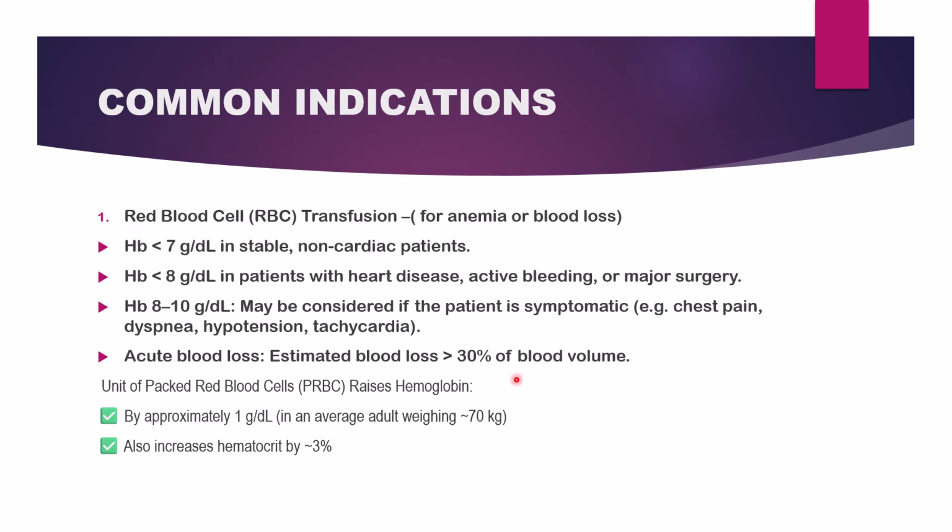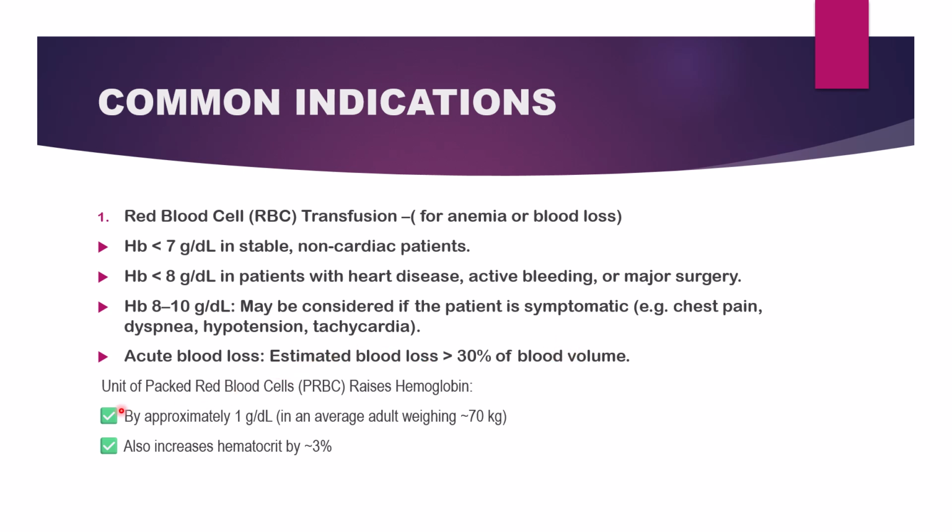If the blood loss is greater than 30% of the total blood volume, we need to transfuse blood in those cases. That is why in some major surgeries like cardiac surgeries, cesarean sections, or neurosurgeries, we arrange PRBC prior to the surgery. So if there is a blood loss greater than 30%, we need to transfuse blood post-operatively to the patient.